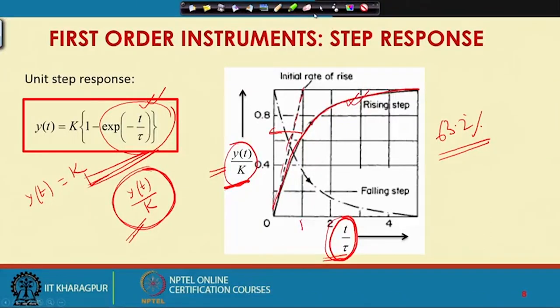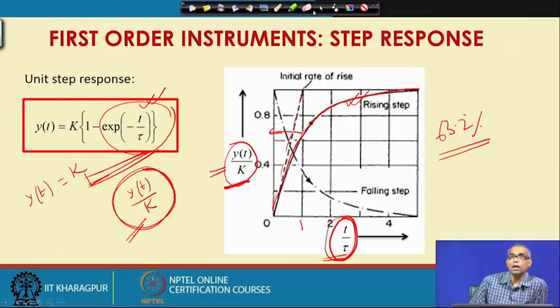So, this was the response to a positive step input. Say my thermometer was at 20 degrees Celsius, and I have suddenly put it into boiling water, which is 100 degrees Celsius. So, this is a positive step input of magnitude 100 minus 20 equal to 80. I can also bring the thermometer back from 100 degrees Celsius boiling water to 20 degrees Celsius. In that case it will be a negative step input of the same magnitude, because 20 minus 100 is minus 80. In that case the response will be this.